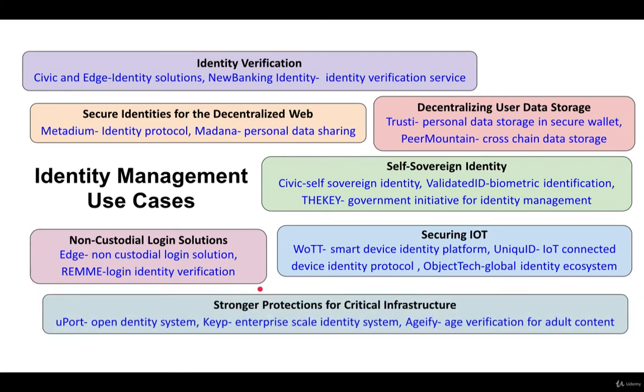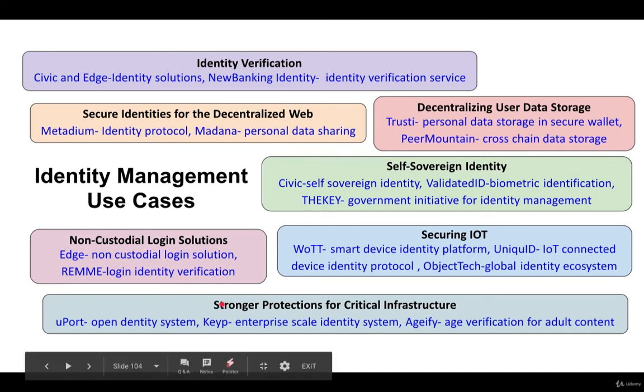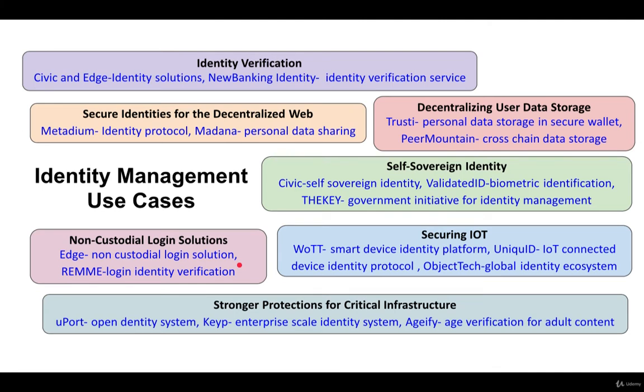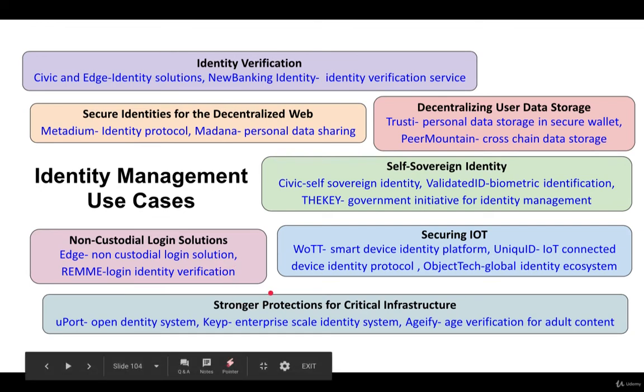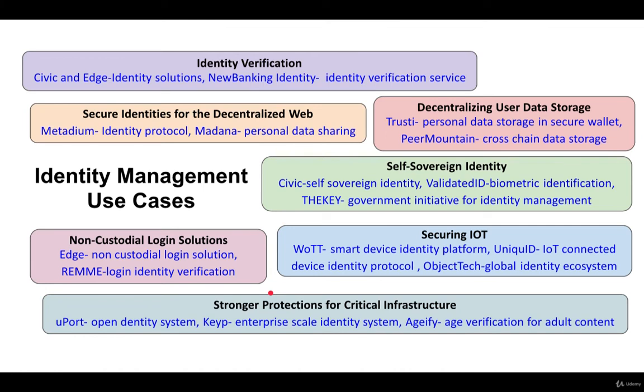Then you have another important aspect of identity management use cases: stronger protections for critical infrastructure. Now, this is very important. Whenever we talk about critical infrastructure, it could be a power plant or a grid, or government-based electricity generation plants, or maybe dams or the water supply, and so on. Whatever government infrastructure is available, the data for that infrastructure should not be hacked, and it needs to be extremely secure. Otherwise, it could create havoc in how systems are going to work in the long run.